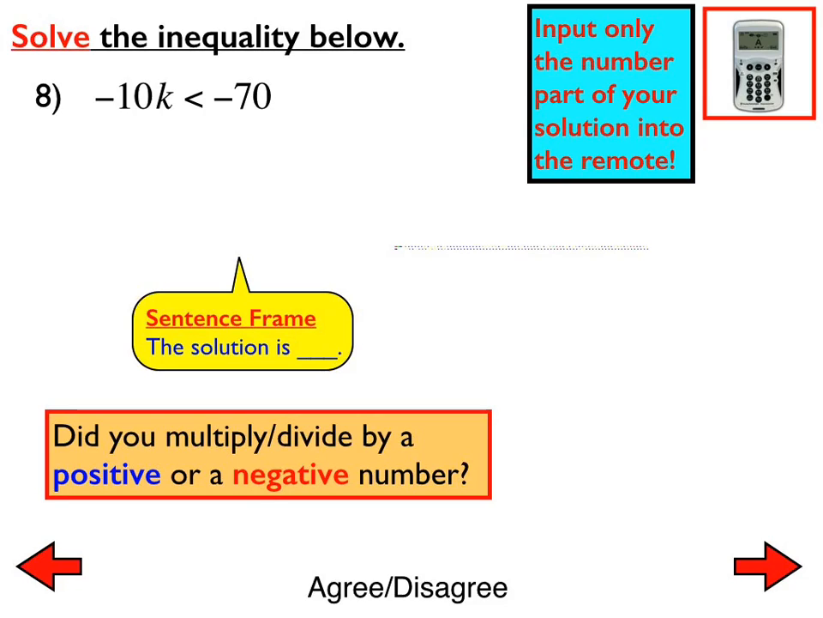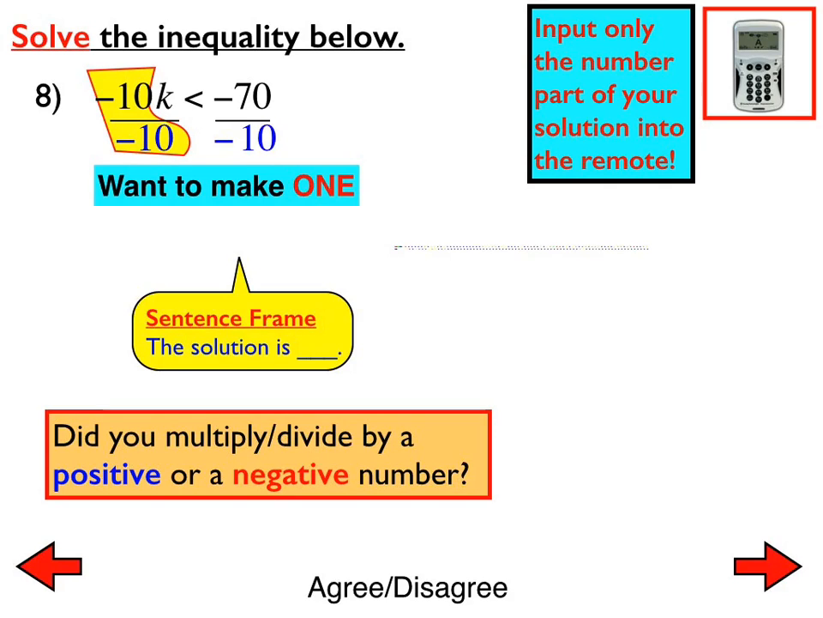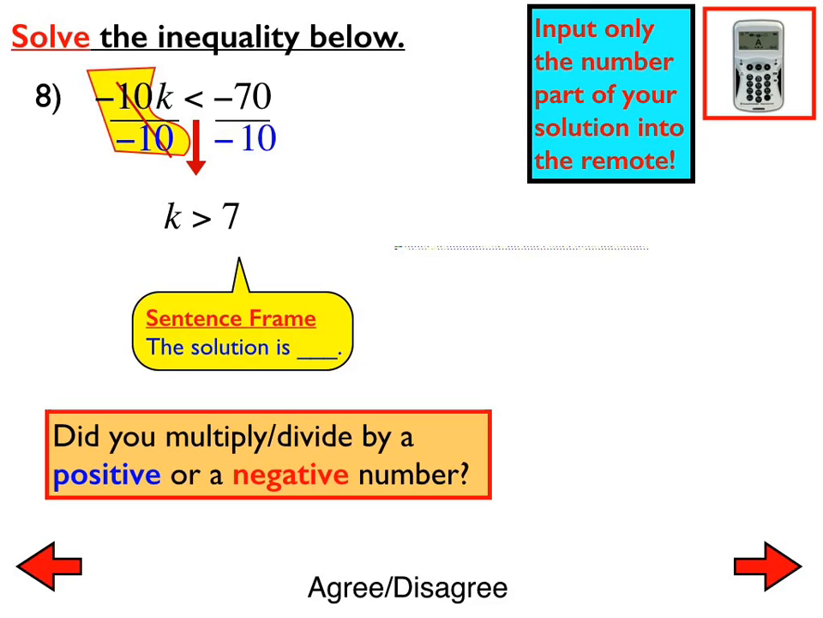All right. So in this inequality, we should have divided both sides by negative 10. Since we divided by a negative number, we have to flip the inequality symbol. So the solution is k is greater than 7.